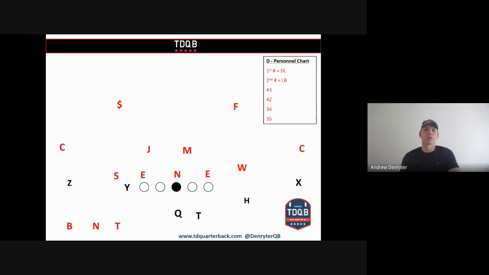If we tell you it's a 4-2, you shouldn't need that third number to tell you it's a 4-2-5, right? 4 plus 2 is 6. You always subtract that from 11. That tells you how many secondary players are on the field. So we know 4-3 and 3-4 are the same. There would be 4 secondary players on the field.